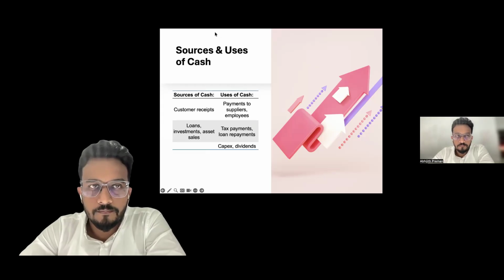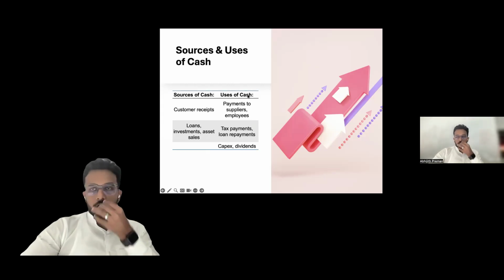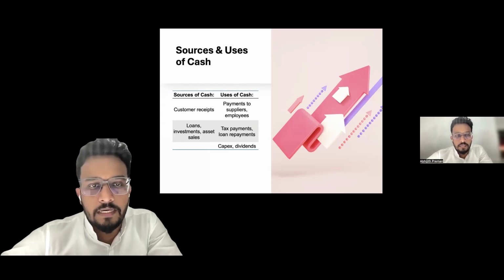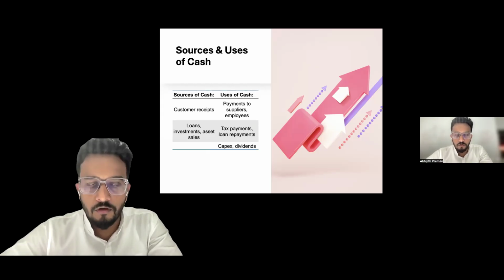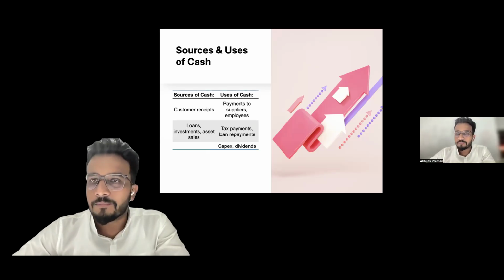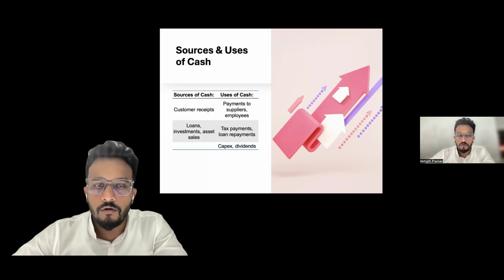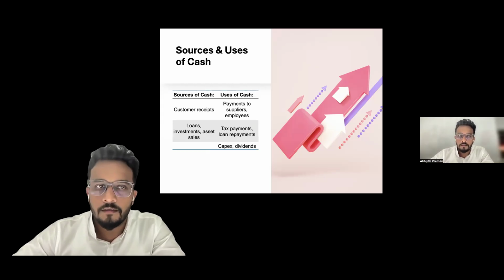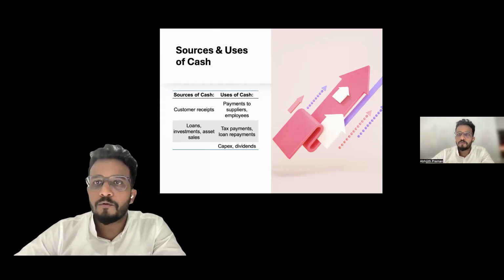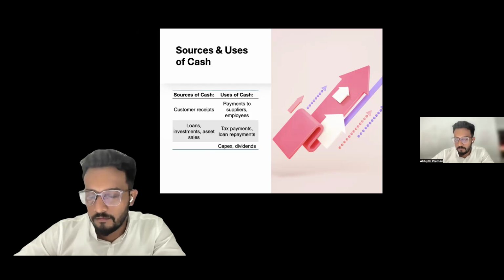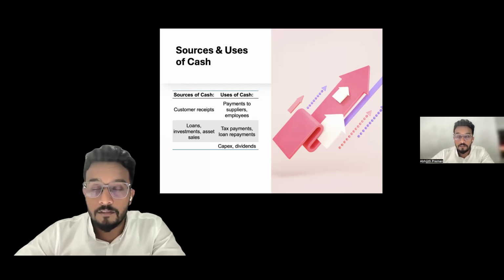Sources and uses of cash. Okay. So, what are the sources of cash and why we are using cash? These elements are part of cash flow components. Whenever you get a customer receipt, or whenever you get a loan, or you get an investment, or whenever you sell an asset, that is the only time when you get cash into your business. Not when you do a sale. When you do a sale, you may not be getting the cash because there will be a credit period.